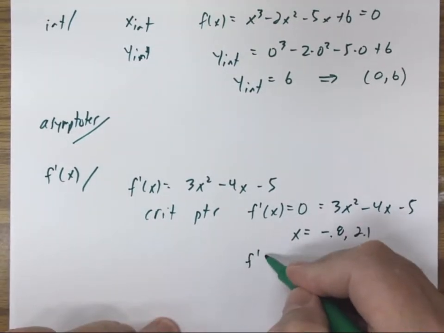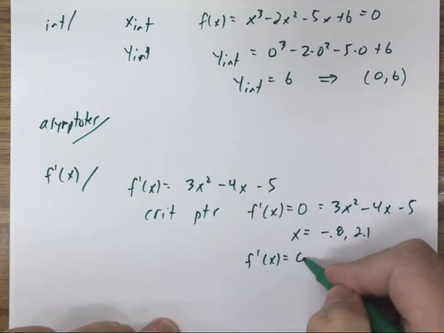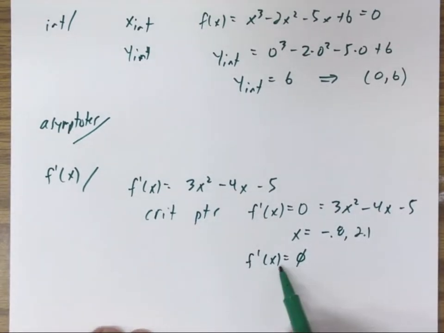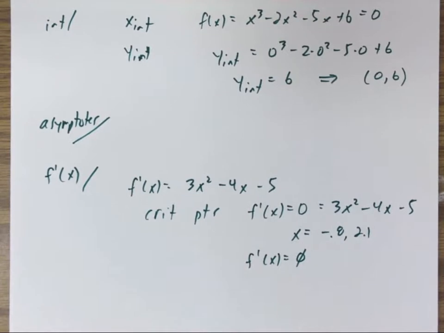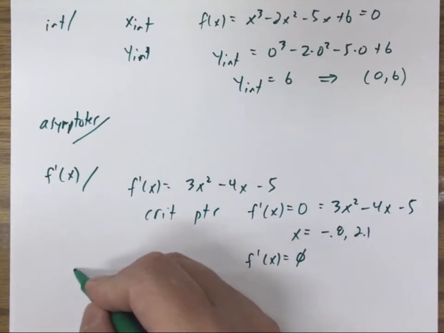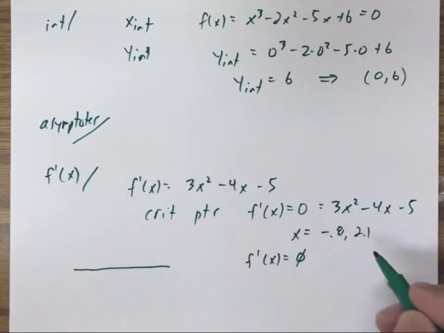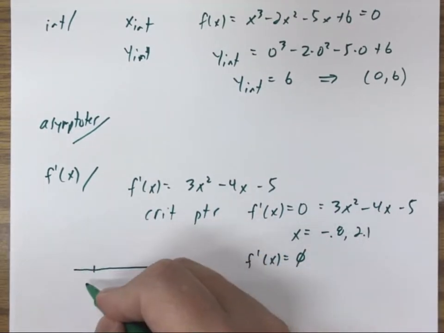We also need to check for critical points when the first derivative is undefined. And once again, this normally only happens if you have some kind of a fraction. And since we don't have a fraction here, there's no critical points from this. So based upon this, now is where I go do my little chart, and I go mark these critical points.